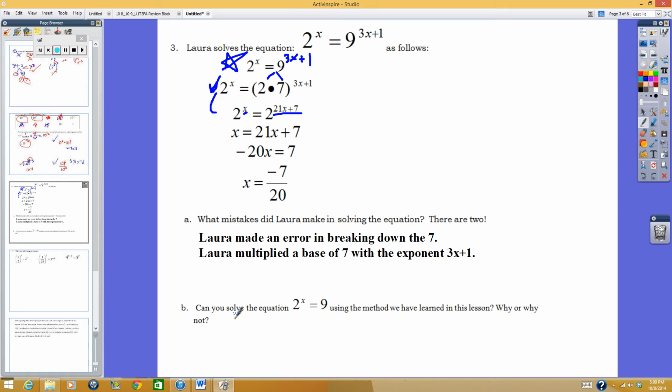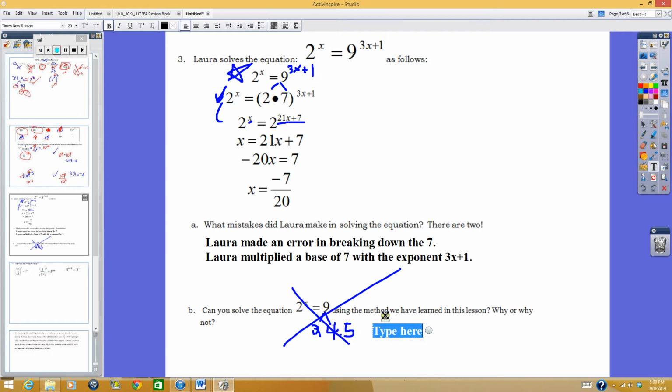Alright, so now, B. Can you solve the equation 2x equals 9 using what we've learned in class? You guys already know that that is not true. I kind of already went over that today. 2, you can't break that down any further, so that's going to be your base. Right? 9 divided by 2 is 4.5. You automatically see that this does not work out. And if you had to explain as to why, you could say something along the lines of 2 is not a base that can evenly go into 9, right?